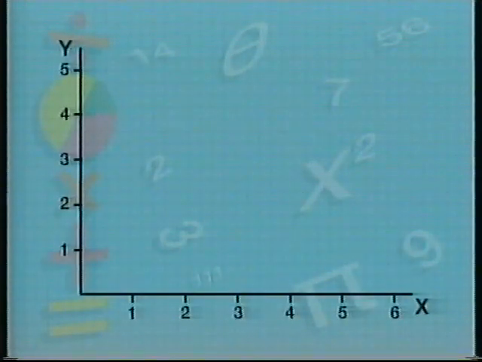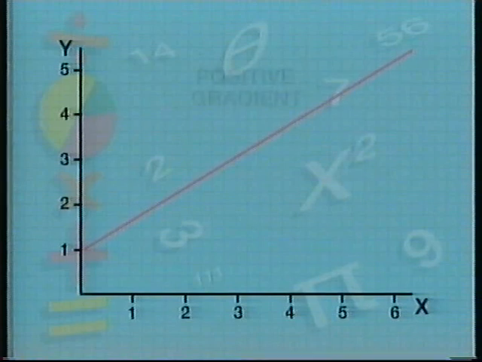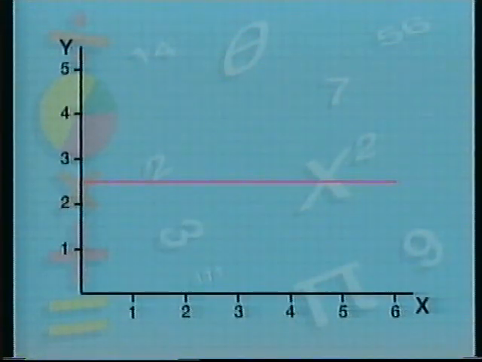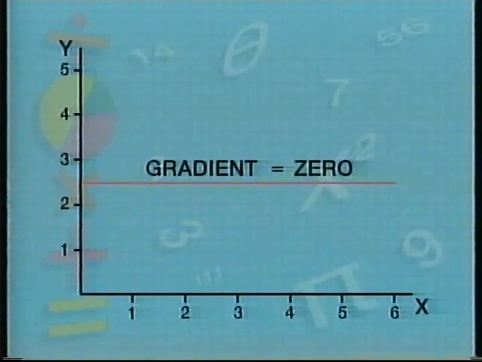The simplest type of graph is a straight line, like this, this or this. The slope of a line is called its gradient. A line sloping upwards has a positive gradient, and one sloping downwards, a negative gradient. A horizontal line isn't sloping at all, so its gradient is equal to 0.